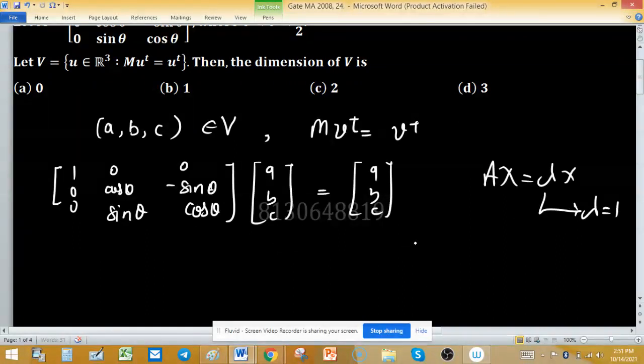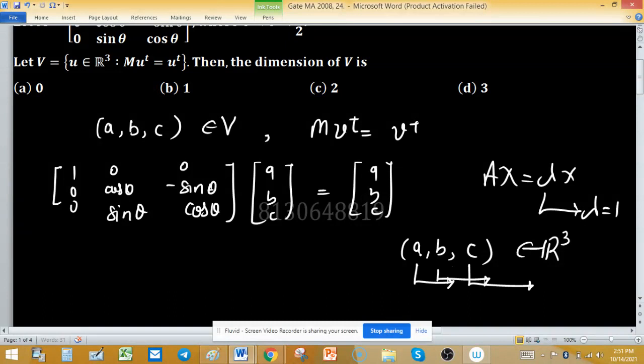Also, what is the meaning of dimension? Suppose (A, B, C) belongs to R cube, and we say the dimension of R cube is 3. It means we are independent at each constituent, meaning we can choose any value of A, B, C randomly. So this is the meaning of dimension. So we are seeking at how many places we are independent, either A, B or C, or at all these places.